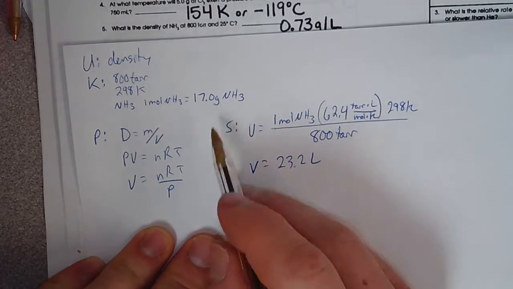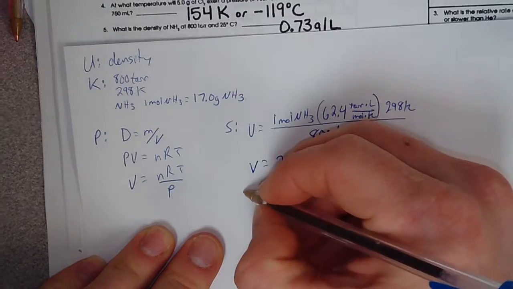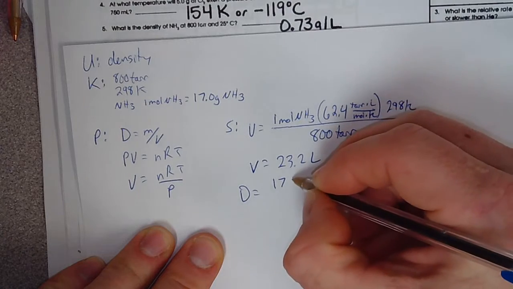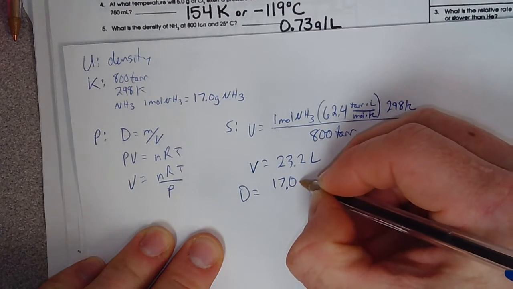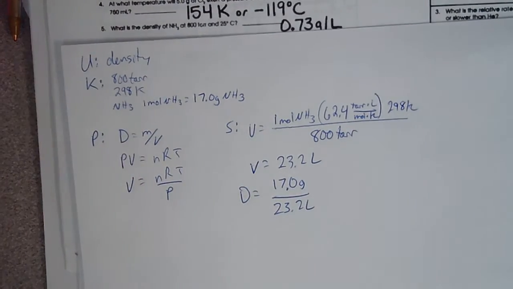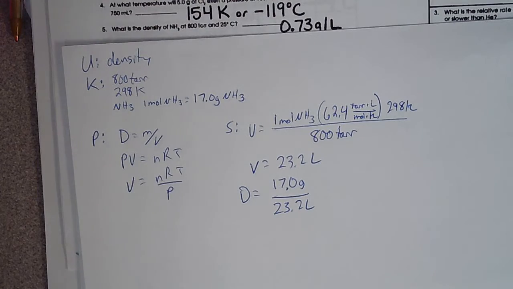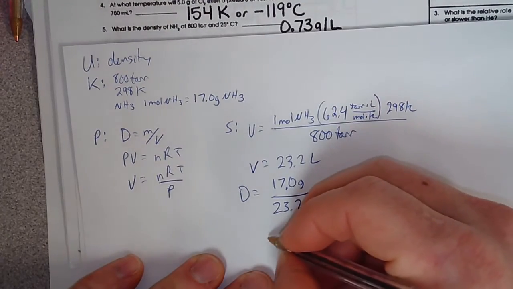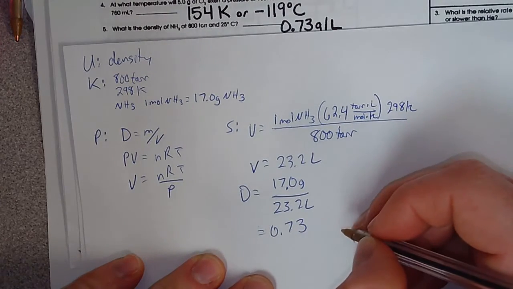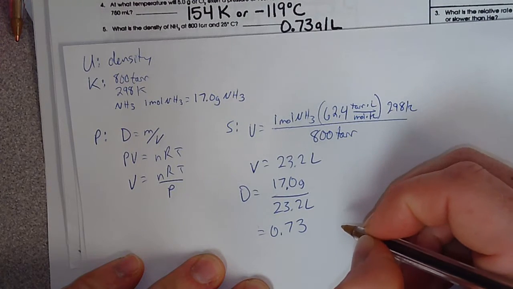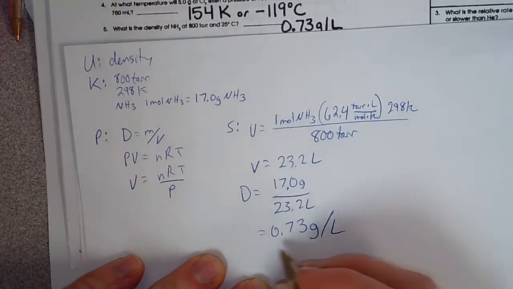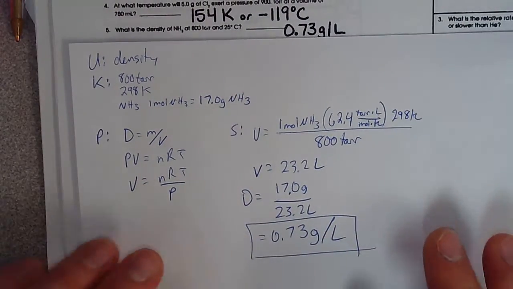Now, I know the mass of a mole is 17 grams, and the volume of a mole is 23.2 liters. So I'm just going to divide those. And when I divide them, I get 0.73 grams per liter. And that matches the answer key.